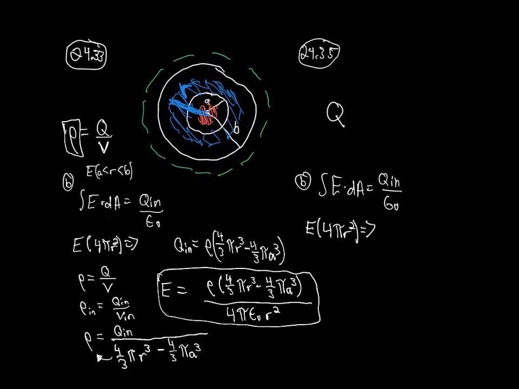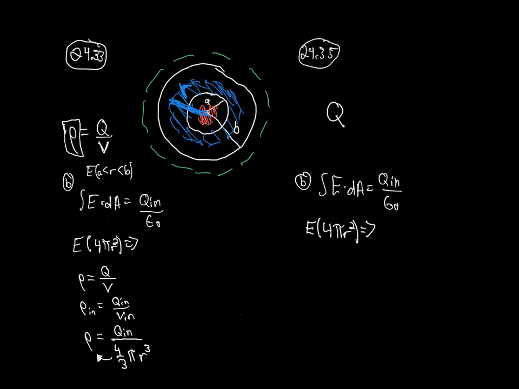We have questions on that? So now let's do part B of problem number 35. We're going to follow the same procedure. We have to find Q in. We have to find what is this charge.